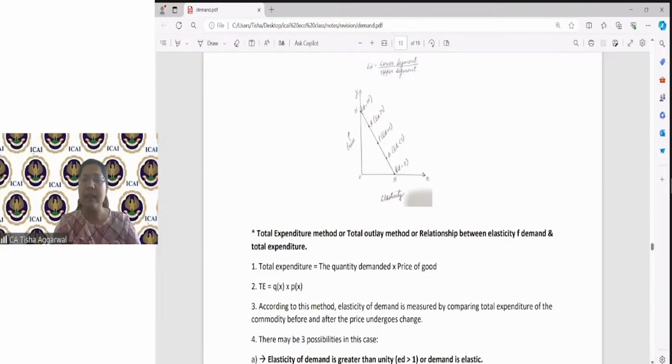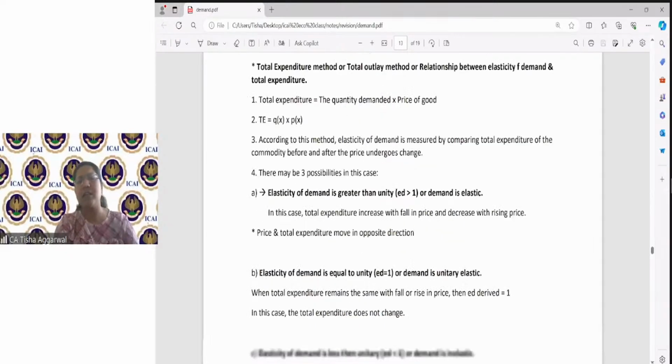Next is the total expenditure method or the total outlay method, or the relationship between elasticity of demand and the total expenditure. In that situation, the total expenditure is what? How do you compute? How much are you spending? Let's say I'm buying 5 t-shirts and each t-shirt is at the rate of 10 rupees. So can I say the total expenditure is going to be quantity into price? What is the quantity? 5. What is the price?